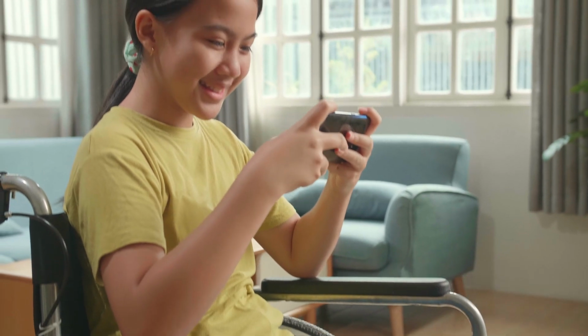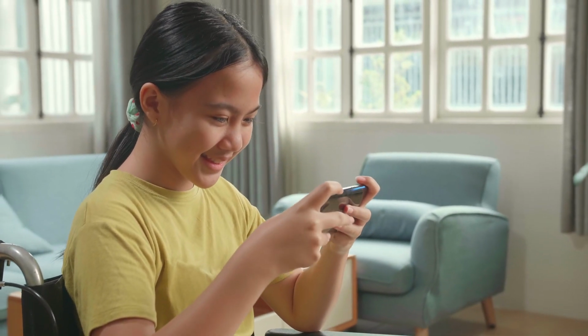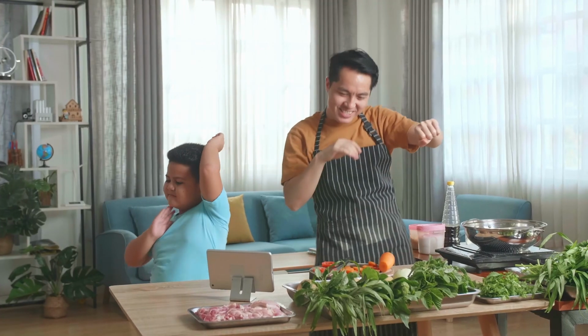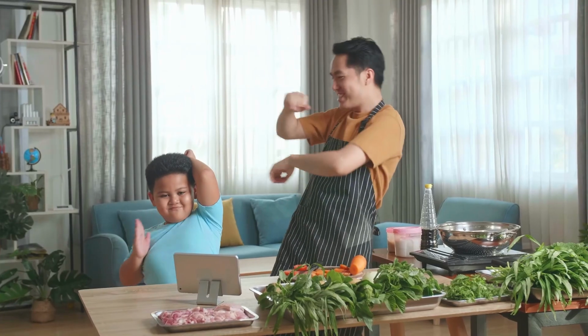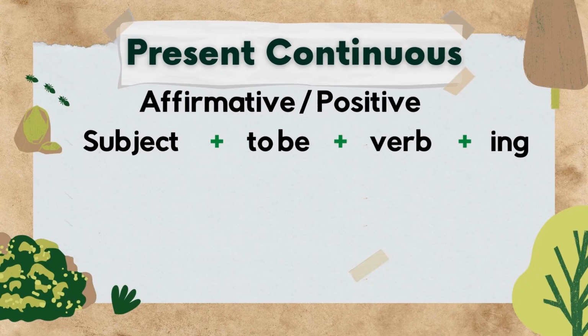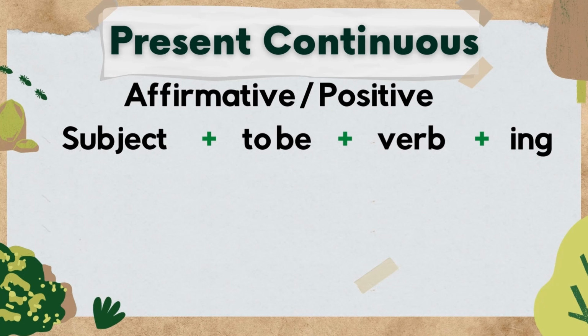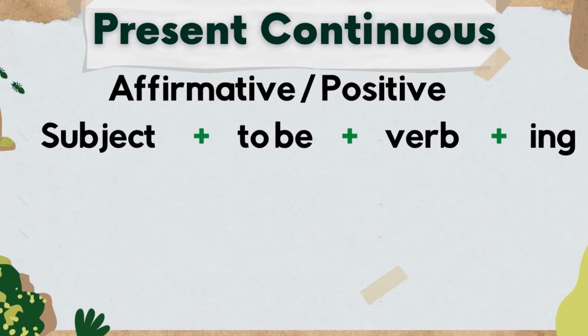Like, now I am playing games. At the moment, she is reading. Right now, they are dancing. Let's look at how the present continuous is formed.